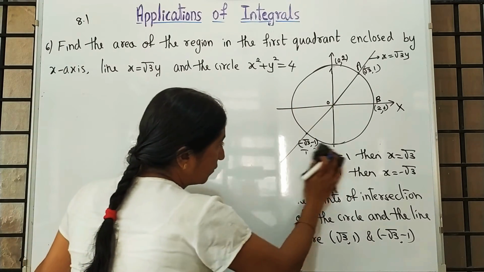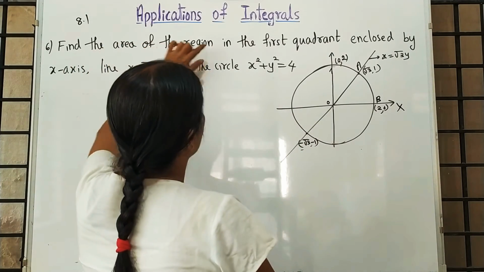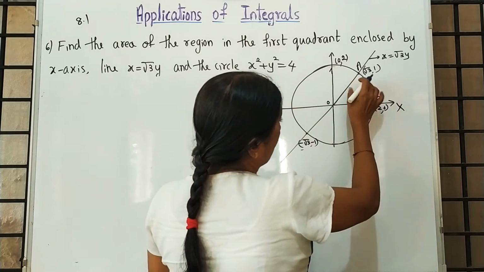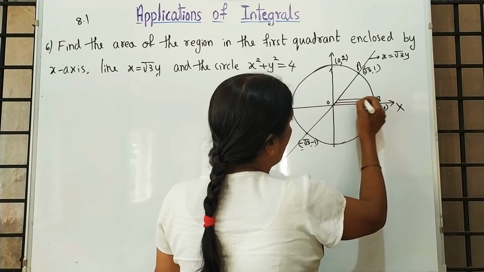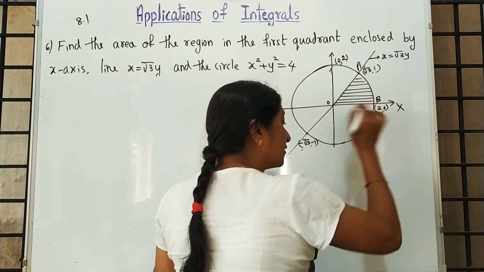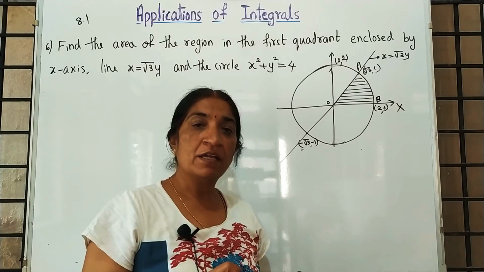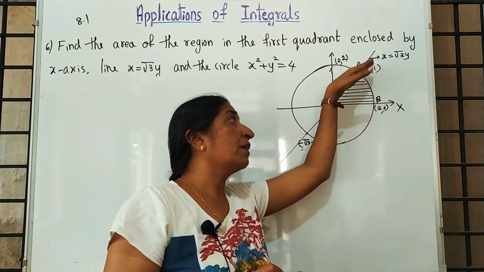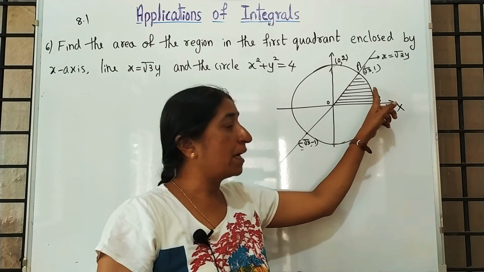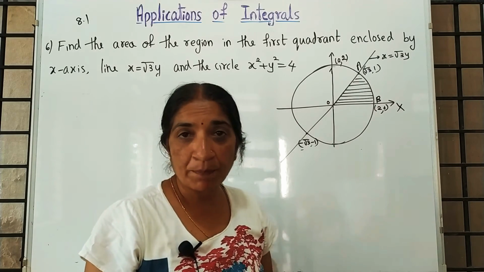You know that when you are finding the area, now we have to find the area of the region in the first quadrant, where the line and the circle meet. That means this shaded part is the required area, between the line and the circle in the first quadrant. But you cannot calculate it directly. Why? If you are finding the area between the curve and the x-axis, here one is a line and one is a curve, so two different parts are there.